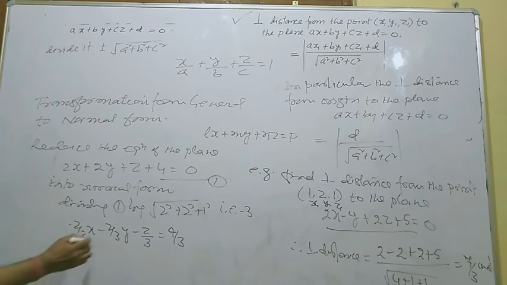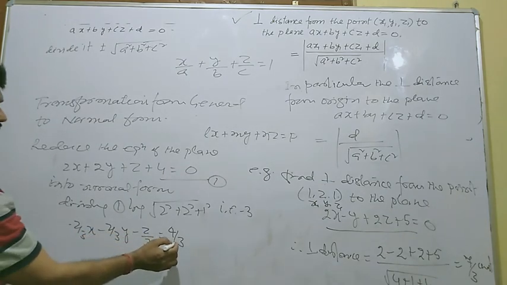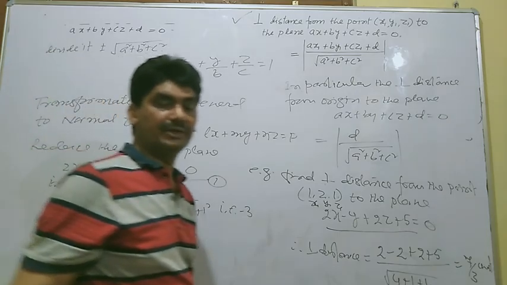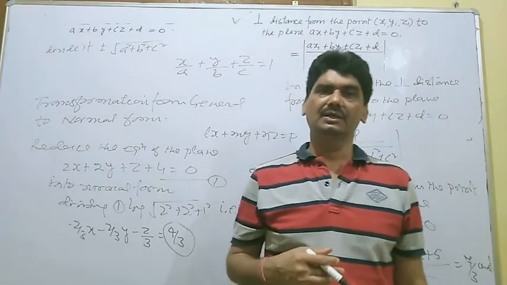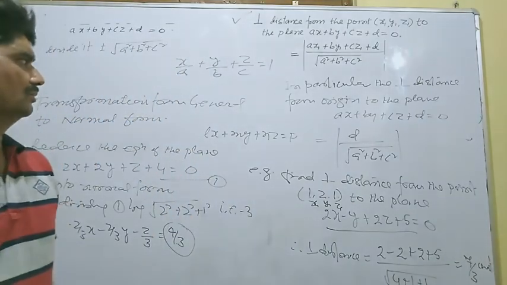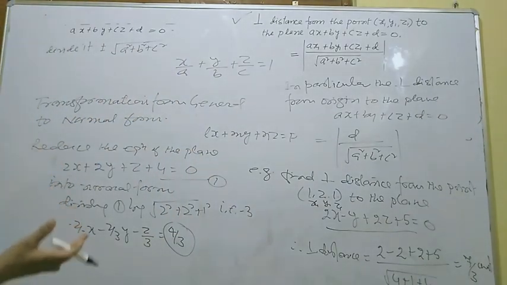Now it is in normal form, that is lx plus my plus nz equal to p. The direction cosines of the normal are minus 2 by 3, minus 2 by 3, minus 1 by 3, and p, the perpendicular distance, is 4 by 3. So it should be clear to everybody how to transform any form of the plane to another form, from general to intercept or normal, and also vice versa, in reverse order.